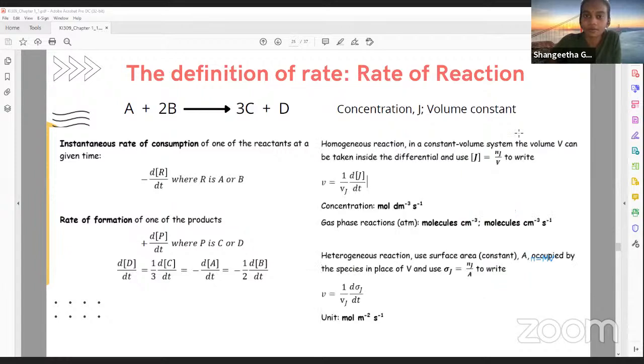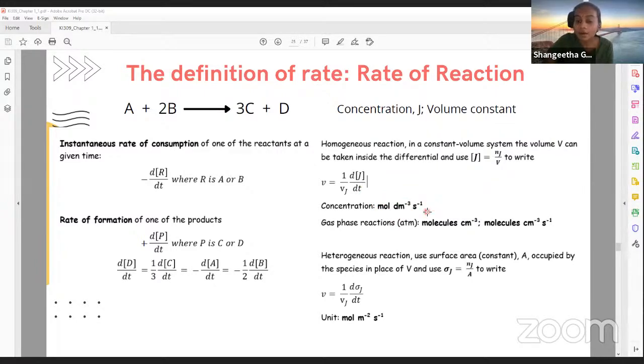Let's go to the next page. So when you have understood how your rate of reaction comes into play, now it becomes the concentration of J, which can be either your reactant or your product, over the stoichiometry of J in the reaction. So this is your rate of reaction. When you calculate the concentration over the change of time, it can give you mole per dm cubed per second.